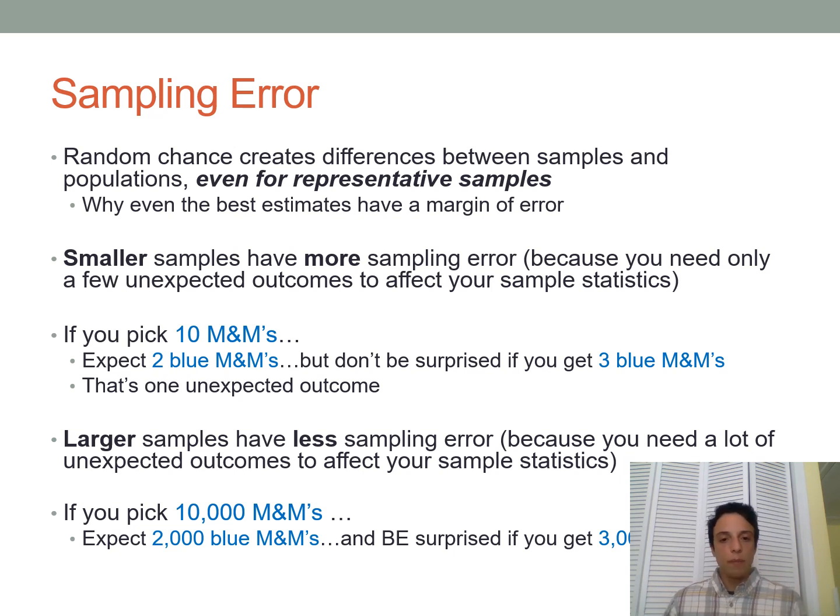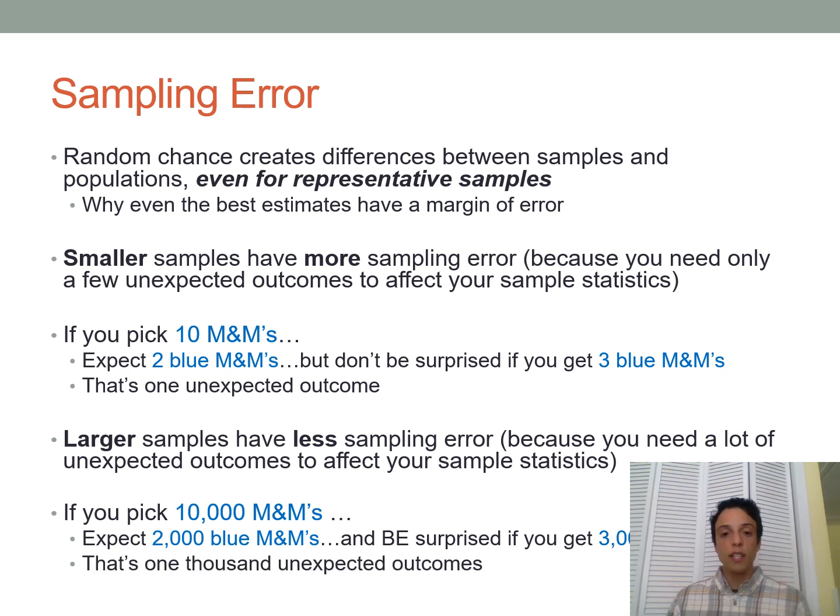And if this happened, you should be surprised if you got 3,000 blue M&Ms instead. If you got 30% blue M&Ms in your sample, 3,000 out of 10,000, that would be a really, really surprising outcome. Why? Because you would have to get 1,000 unexpected blue M&Ms. To go from 20% to 30% blue M&Ms in our sample of 10 M&Ms, we only had to get one extra blue M&M. To go from 20% to 30% blue M&Ms in our large sample, we had to get 1,000 extra blue M&Ms.